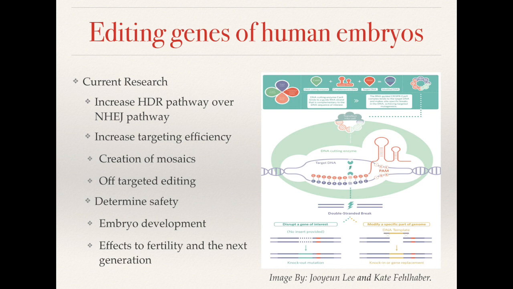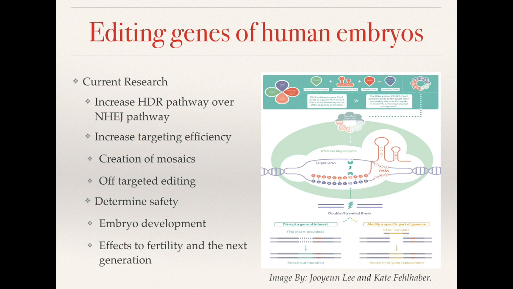We also need to determine if mutations could occur at locations other than where we intend to edit. There are 3 billion base pairs in the human genome, and odds are there are locations very similar to the targeted gene. If the guide RNA bound to these areas, we could cause undesirable mutations in other areas. Studies also need to be done on embryo development. We need the embryo to be able to develop normally for clinical applications to be viable.